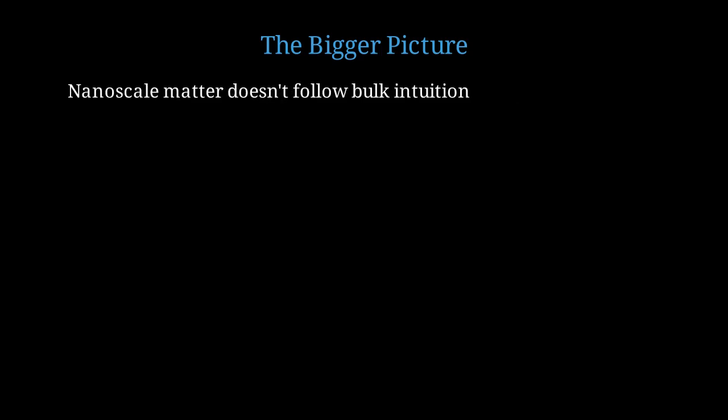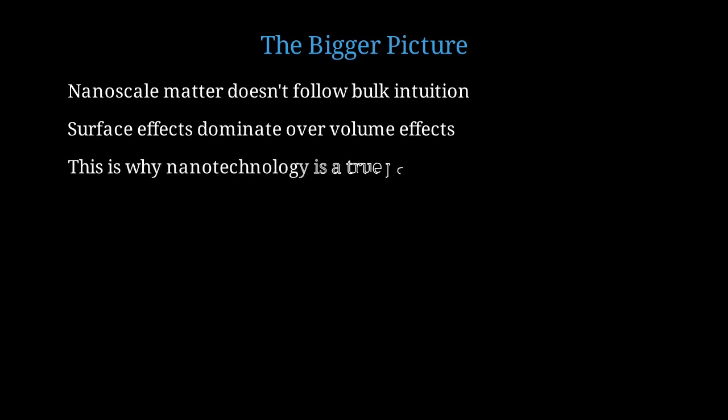Finally, let's consider what this tells us about the nature of matter at small scales. At the nanoscale, matter doesn't behave according to our bulk intuitions. Properties we consider fundamental, like solubility, melting point, and reactivity, become size-dependent. Surface effects begin to dominate over volume effects. Every atom or molecule in a 2-nanometer particle is near the surface, experiencing different forces than in bulk. This is why nanotechnology represents a true paradigm shift, not just miniaturization.